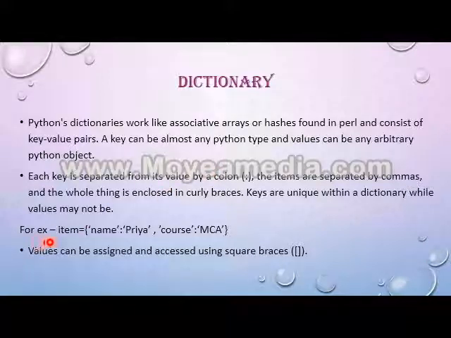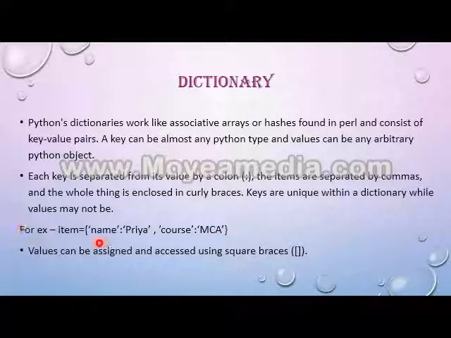Here we have an example item which is a dictionary type in which the values are stored as: name is a key and course is a key. So here we can see each key is separated from its value by a colon. It is separated from its value by a colon, like here, because Priya and MCA here are values. Again we can see that the items are separated by commas. These two are the items and we have separated them with a comma. Also this whole thing is enclosed in curly braces here.